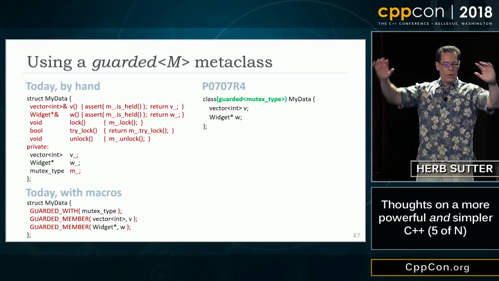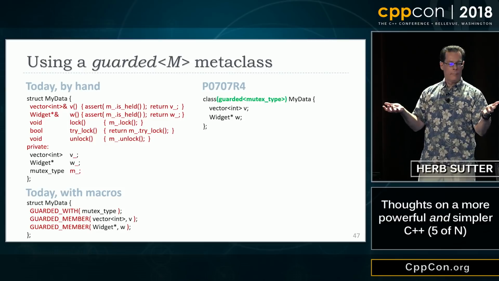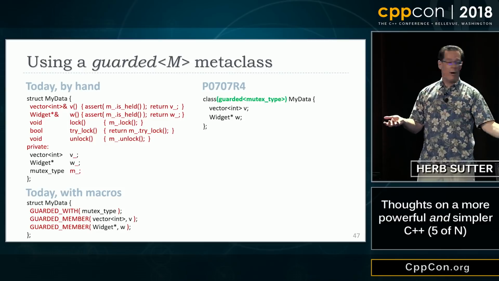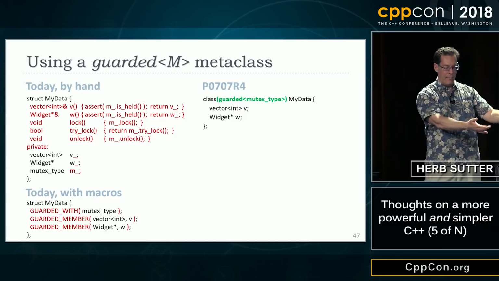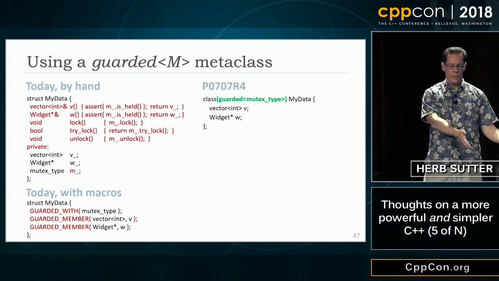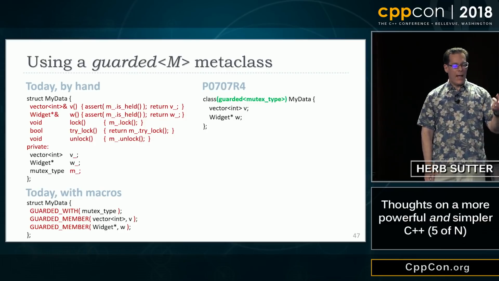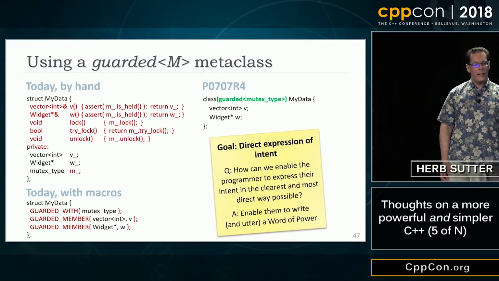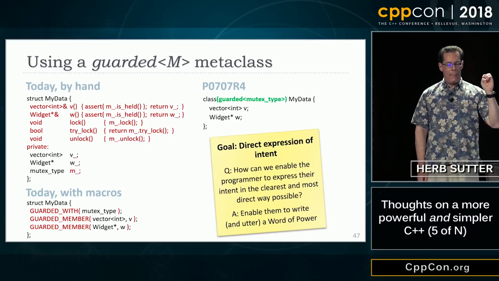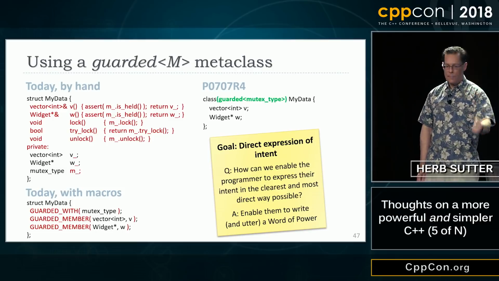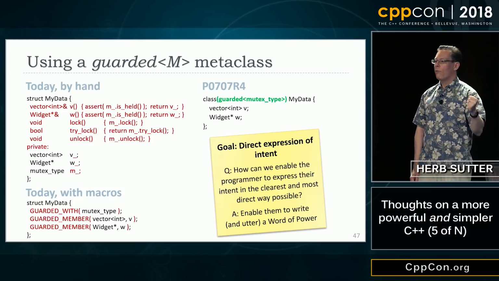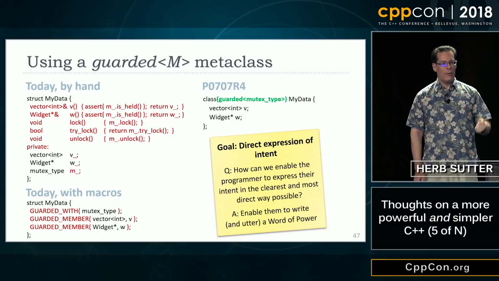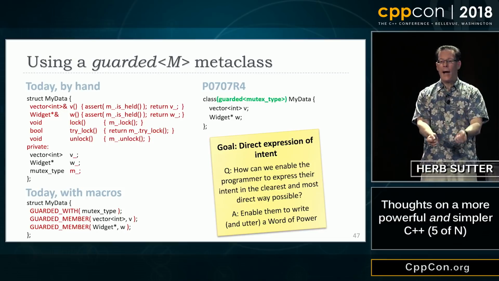It's a class. It's guarded with mutex type. And I just say what the members are. I use natural syntax, not like the macros, which are macros, plus they don't let us use natural syntax. And I just generate what's on the left-hand side. I can directly express intent, and that makes their code simpler because they can utter a word of power. And we've enabled them with metaclasses to write the word of power, guarded.